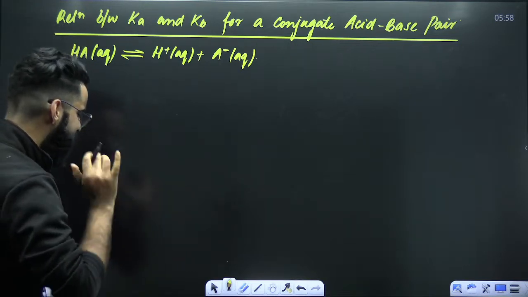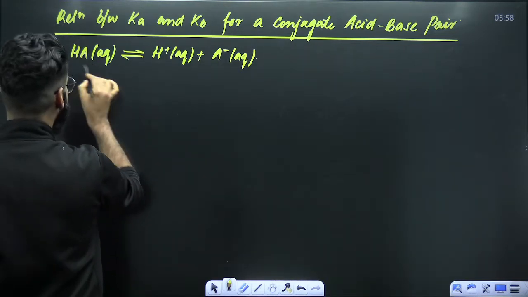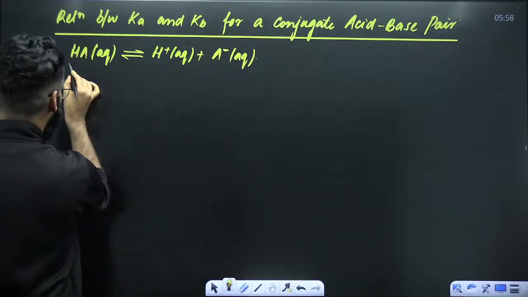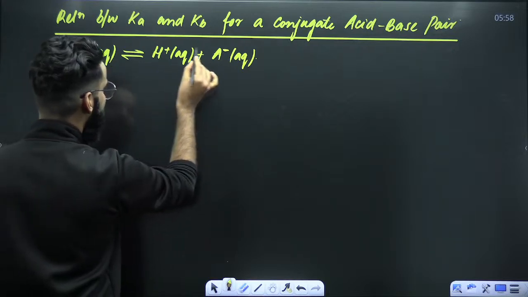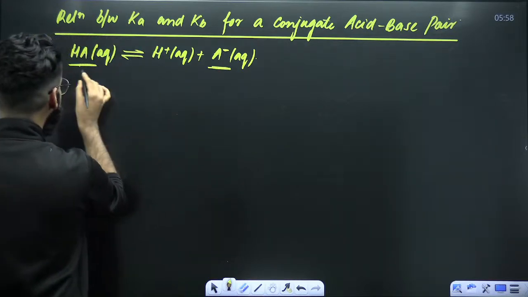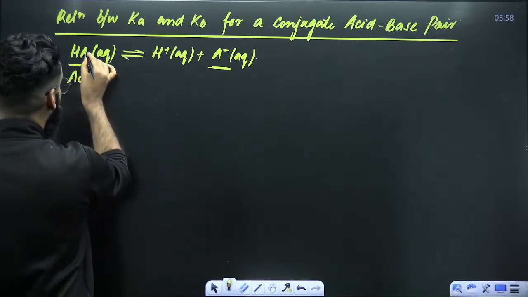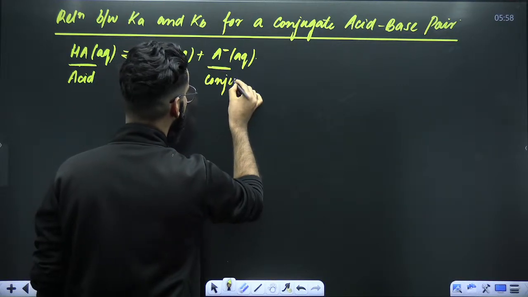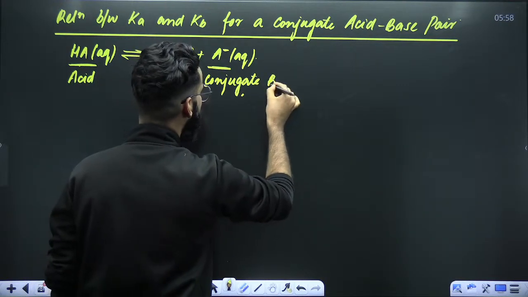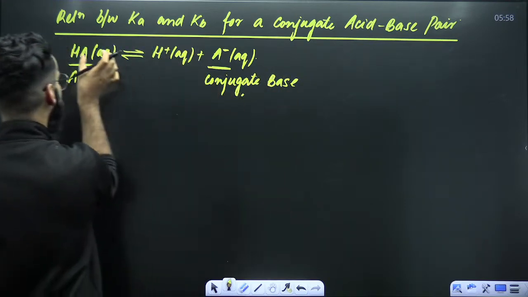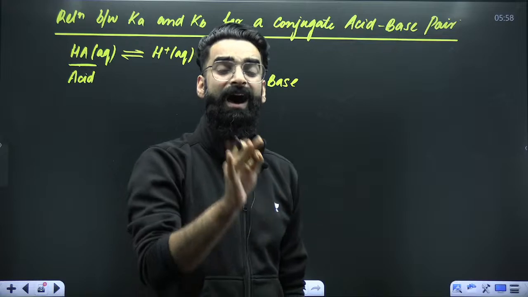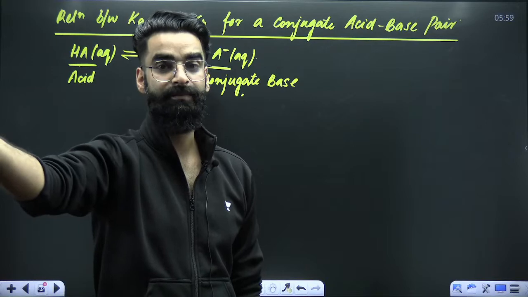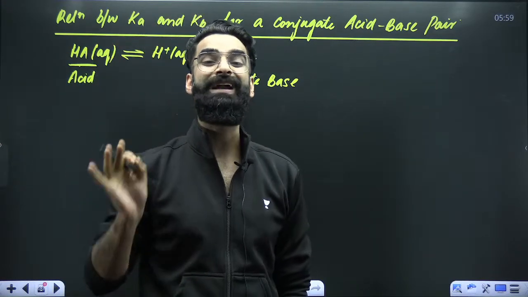Now, dear students, understand one thing. This acid, after losing H positive, is getting converted into A negative. So this A negative I'll be calling the conjugate base of this particular acid. An acid, after donating H positive, gets converted into A negative, for example. So A negative I'll be calling the conjugate base of the acid.